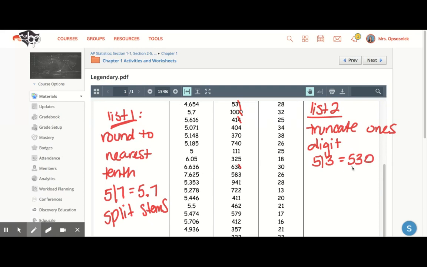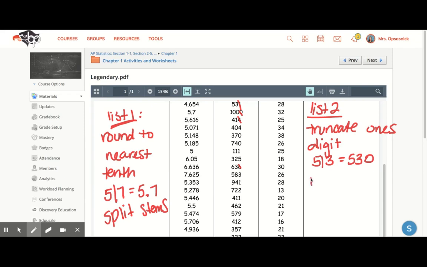And really, when you go from the truncated data back to your key, you don't know what that 1's digit is. So you would just put in a 0 there. Or if it was rounded, it would be the same thing. We would say that 5 line 3 is 530. In this case, it probably doesn't make sense to split stems because you do still have a wide range of data. It's not really as bunched up as list 1.